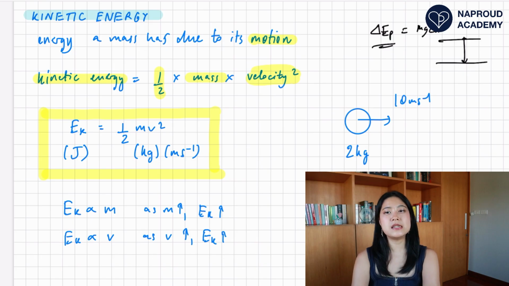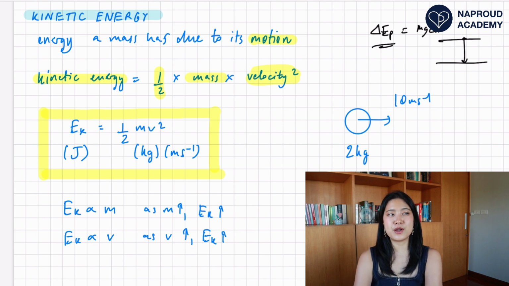If you have a dog versus an elephant, and both of those are moving at the same speed, it's much harder to stop an elephant. The elephant is gonna have a lot more kinetic energy compared to the dog.